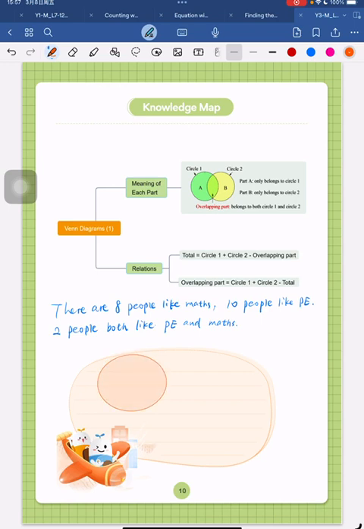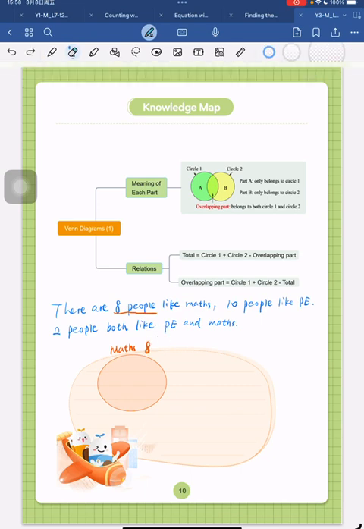So this is my first circle. I can label it the math group. What I already know is there are 8 people who like math, so I would label the 8 outside of the circle. That stands for the total amount of people who like math.